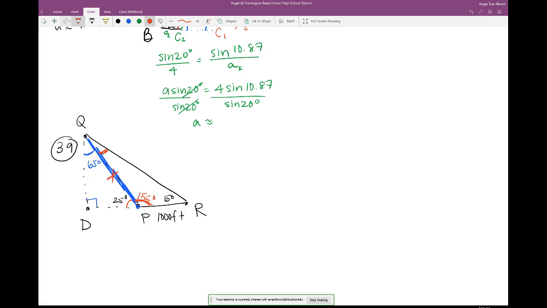Then can I find this at the top? Yeah, 180, take away 15, take away 155. So what is it now? 10 degrees? Oh, this is 50. Perfect. Okay, I have all of the angles. Can I find that side? Let's call it X right there. Yeah, totally, the lost side.